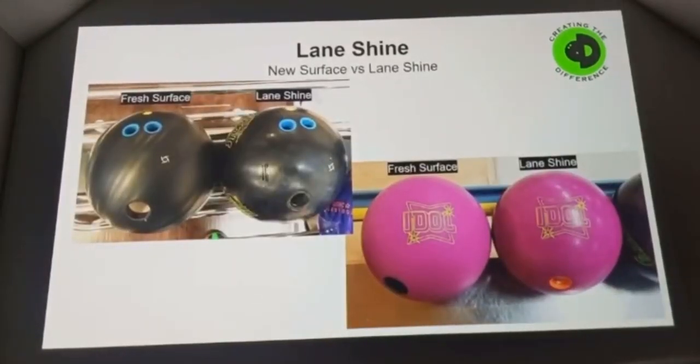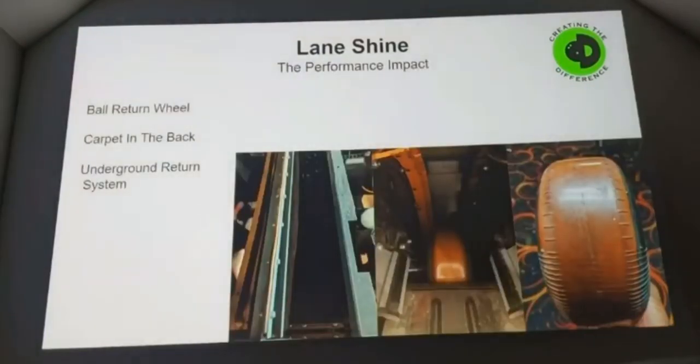These are two examples of lane shine. You can see that the ball on the left is a fresh surface, and the ball on the right has lane shine. And I'm sure if you look at your bowling bag right now, it probably looks like the ball on the right, because most people do not keep the surface up on their bowling ball, and their bowling ball gets, quote unquote, lane shined.